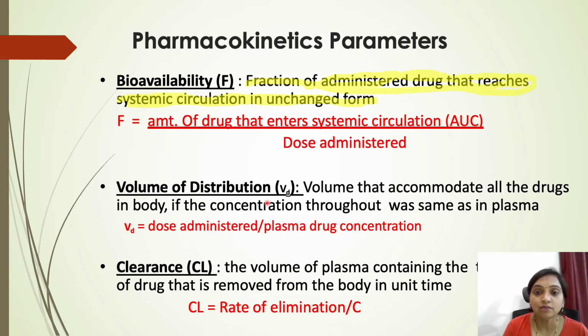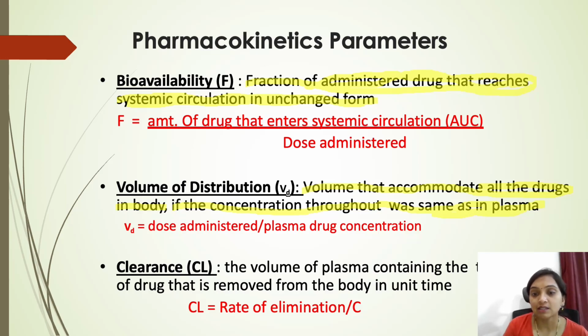Volume of distribution, this is also an important terminology. It is the volume that will accommodate all the drug in the body if the concentration throughout was the same as in plasma. This is given by the formula: dose administered divided by plasma concentration of the drug. So this is volume of distribution.